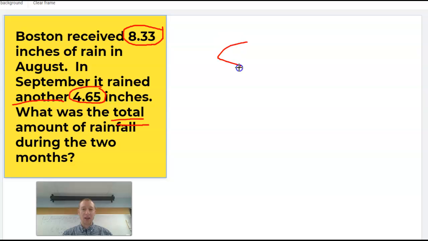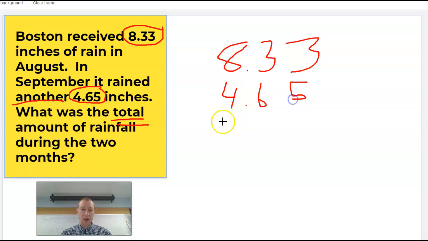Because it rained 8.33 inches in August, and then it rained another 4.65 inches, and they want to know the total. So this is addition, right? We're adding one and the other, and we'll get our answer.